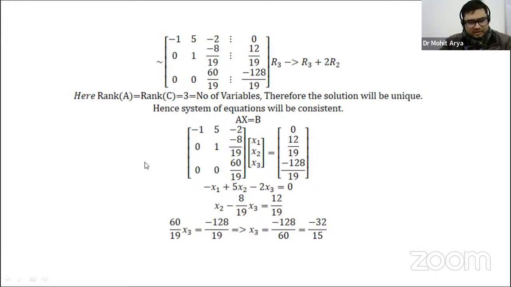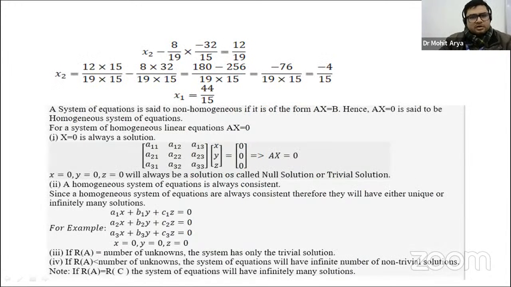So what we have done here is write the entire system Ax equal to B in this particular form. Now B is transformed using elementary row transformation, and the transformed B is here. When we solve this system of equations, we get the value of x3 equal to minus 32 by 15, the value of x2 will be 12 by 19, and the value of x1 will be 44 by 15.